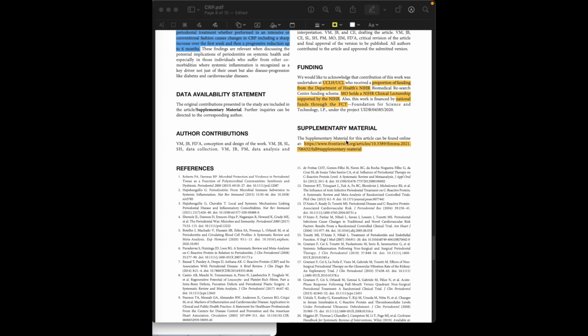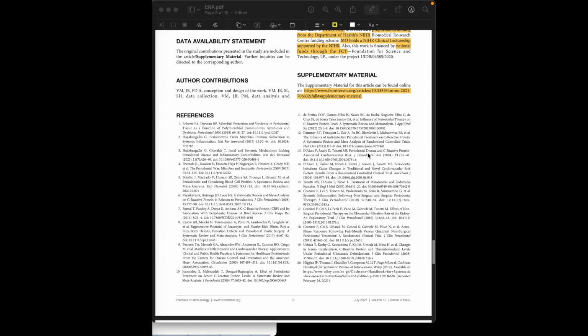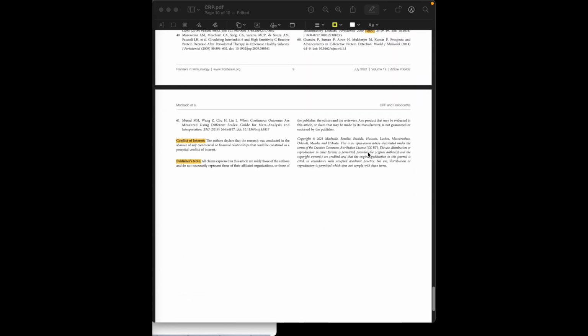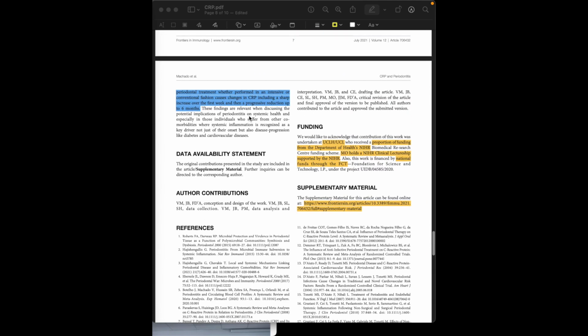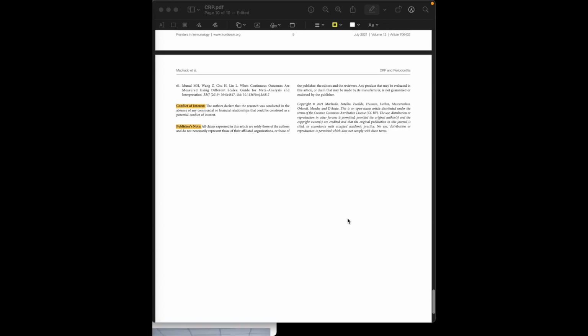Supplementary material, this just leads you to the article website, so you have an electronic copy of it. And then here we have references, and then they disclose conflict of interest. The authors declare that the research was conducted in the absence of any commercial or financial relationship. So even though that one author has a clinical lectureship supported by the NIHR, they claim that no conflict of interest was there.